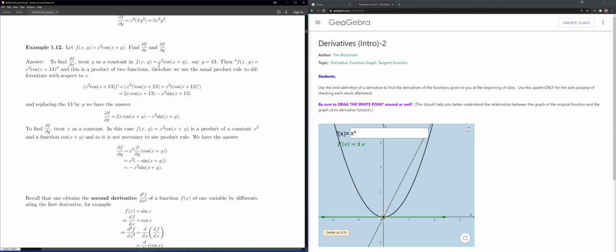Now, if I'm differentiating this with respect to y, again, I can look at this as a product, sort of, x squared times cosine(x + y). But now that I'm differentiating with respect to y, this x squared is really a constant as far as y is concerned. So it's as if you're just differentiating a constant times cosine, and all you need to do is just differentiate the cosine.